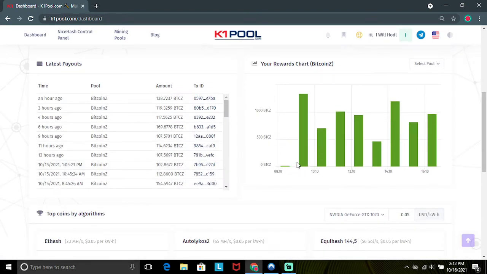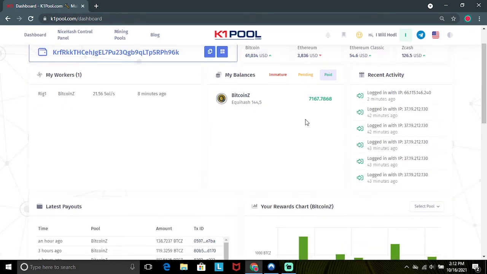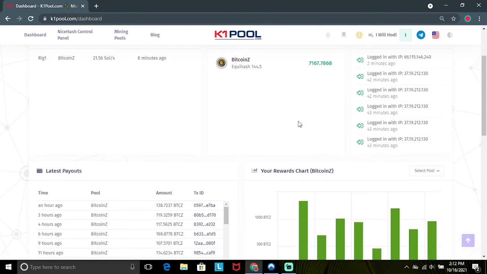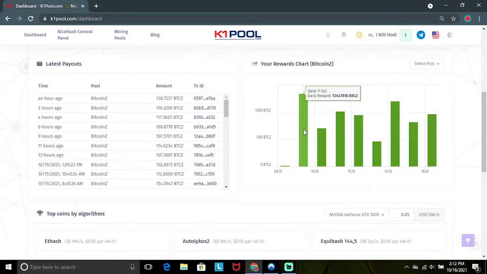I started on the 8th, so it's been about 7 days, and it looks like I'm making maybe close to 1,000, maybe 1,100 per day. So as you can see, here are my results. Some days I forgot to set up the miner, and you can see, on the 13th, yeah, I forgot.